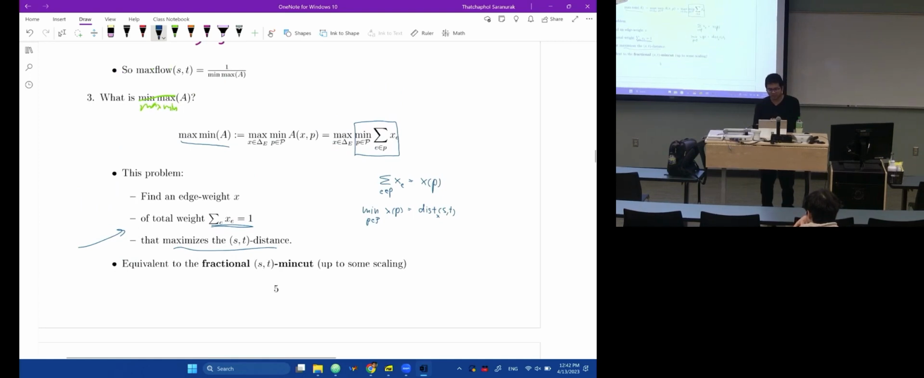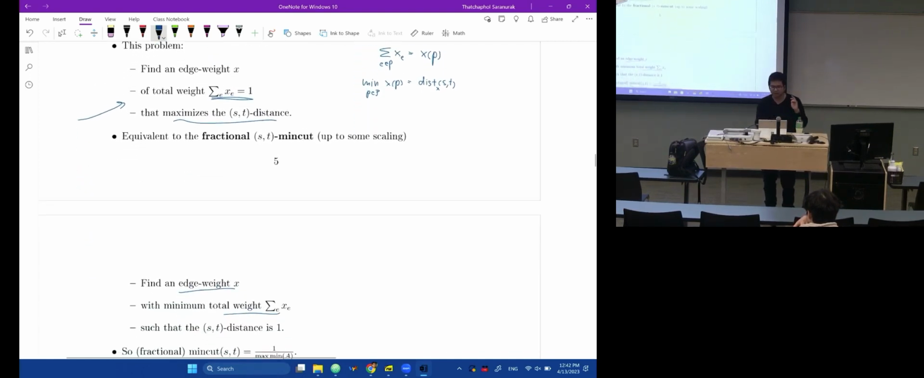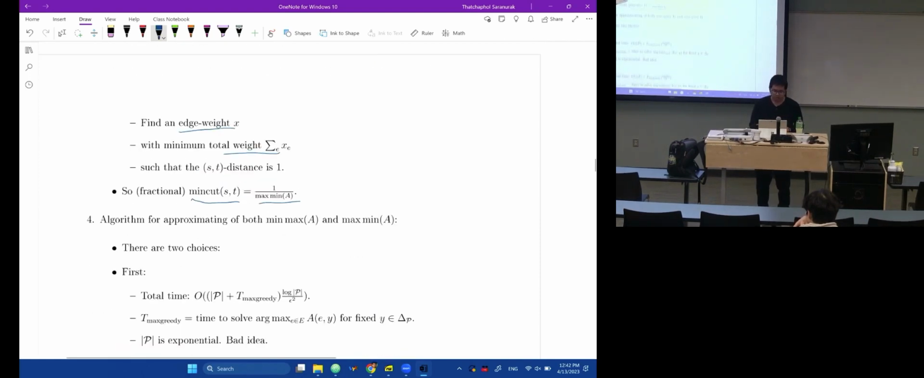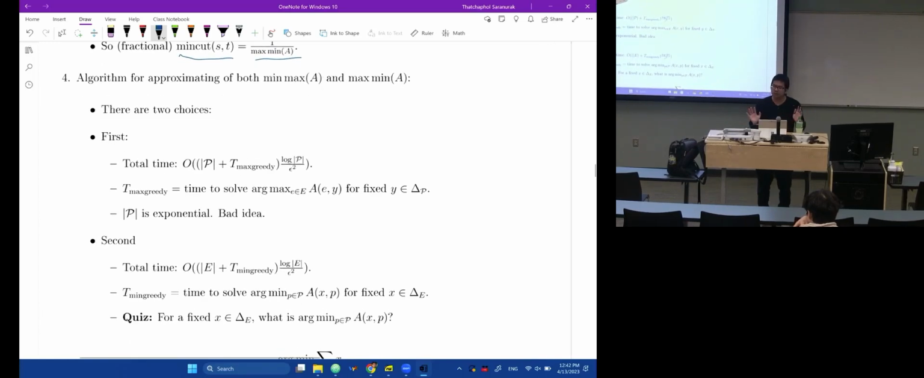If you don't follow this calculation, that's fine. Right now, all you need to do is say that this game captures min cut and max flow. Let's try to find the best strategy for both the min and max player. And we know that we have two ways to get the approximation of both min max and max min. We have an algorithm where one player is greedy and the other uses multiplicative weight update. We have two algorithms, whether the max player is greedy or the min player is greedy.